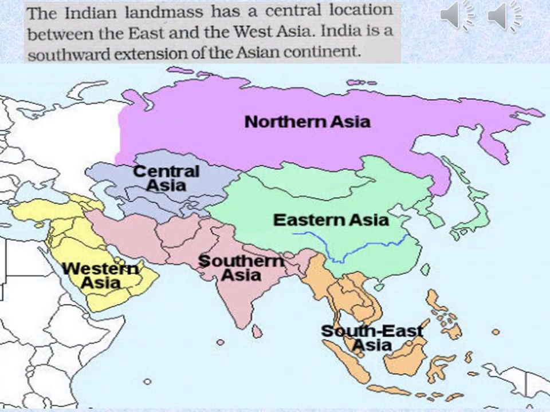The Indian landmass has a central location between the East and West Asia. India is a southward extension of the Asian continent. This means the Indian landmass has a central location in Asia between East and West, and India is southward extended from the Asian continent.